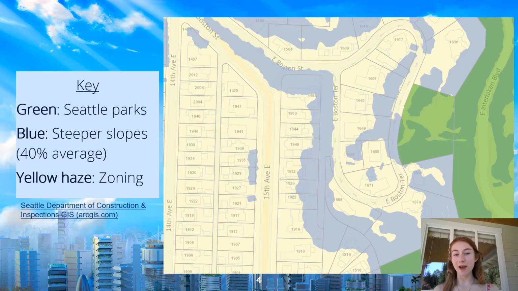So here we have the same map in a different view. In this key you can see the Seattle parks with Seattle-owned land. The blue represents steeper slopes, which are going to be hard to build on. And the yellow haze over the whole image is describing the zoning of the area.